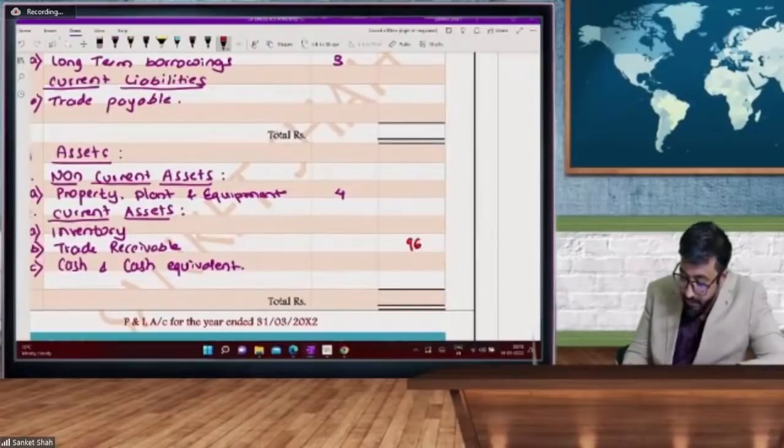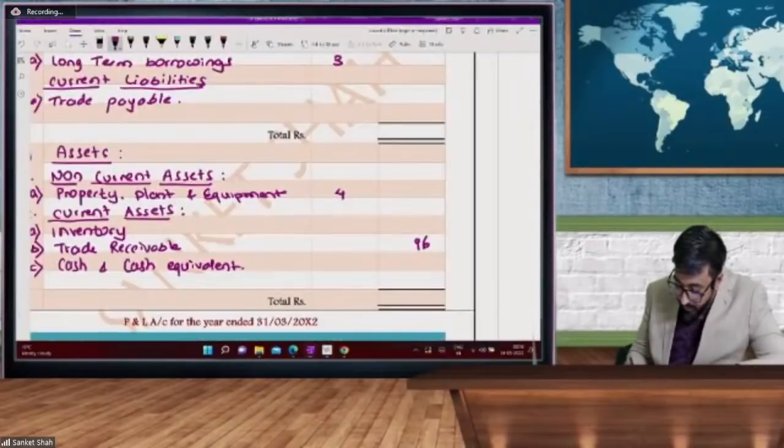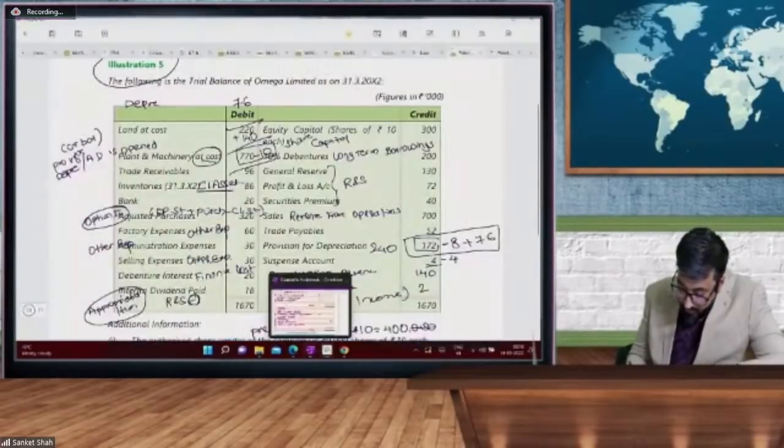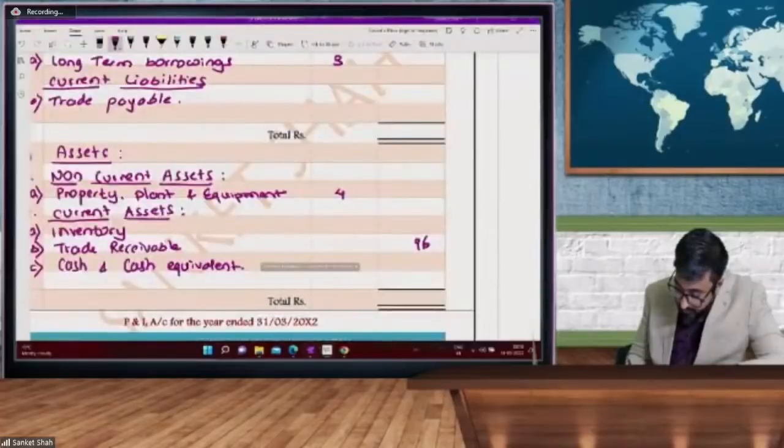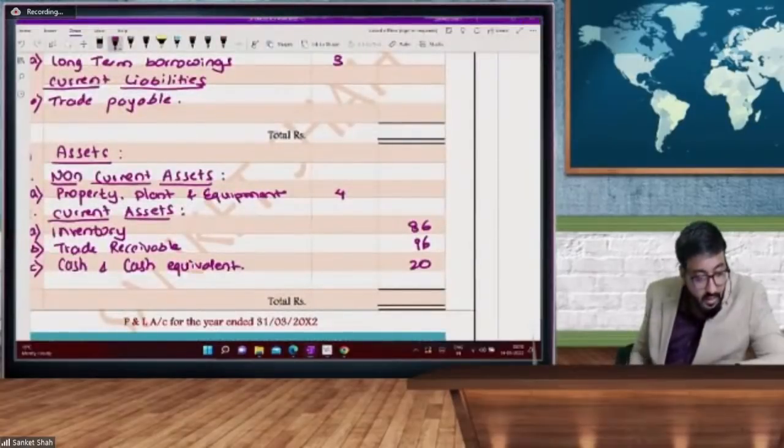96. Red pen, normal pen. 96. Inventory. Below that, 86. Above that, sorry. Bank balance, cash and cash equivalent, 20.